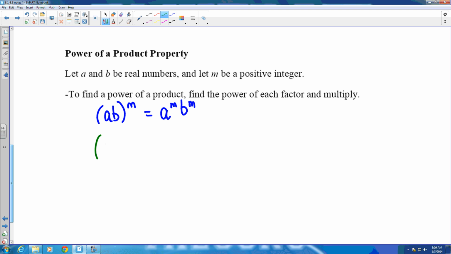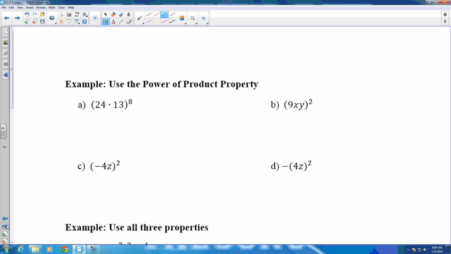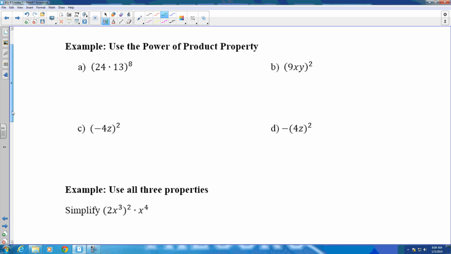So if we had 23 times 17 to the 5th power, that would be 23 to the 5th times 17 to the 5th. And we do not have to actually multiply those out because this would be a very large number and we don't actually have to use that. All I want to see is that you know how to use the properties. So if you leave your answer in terms of exponents, that's showing me that you know what you were doing, not just typing it in the calculator. So let's use that property, kind of distributing that exponent. So it's 24 to the 8th times 13 to the 8th.